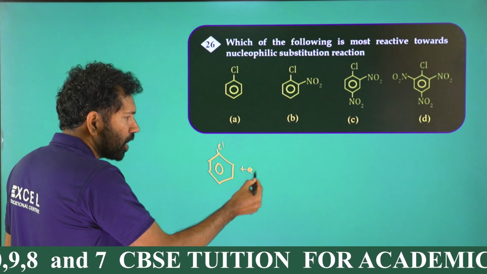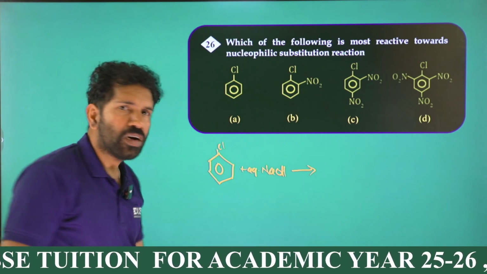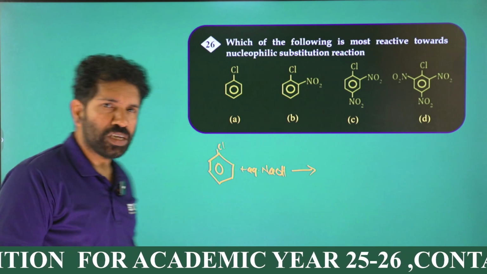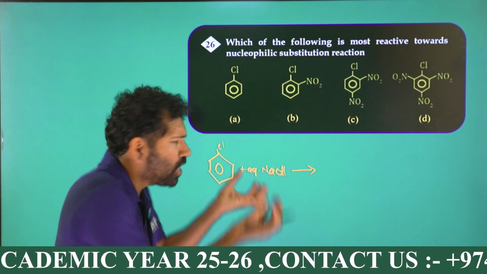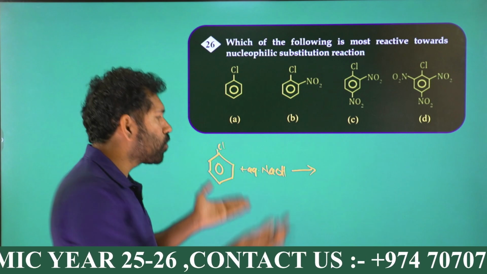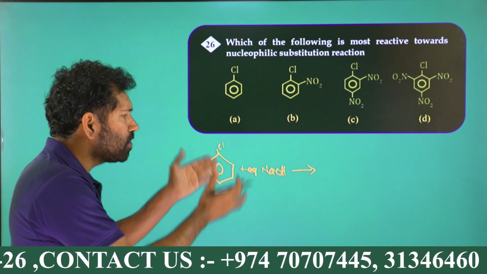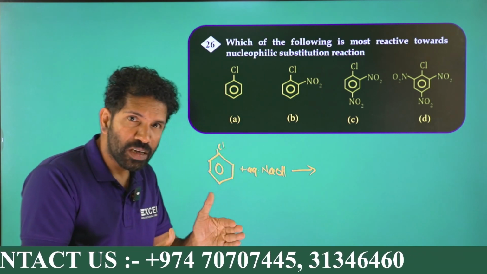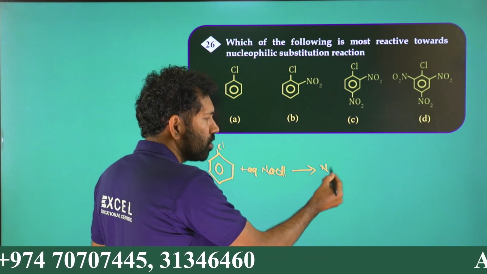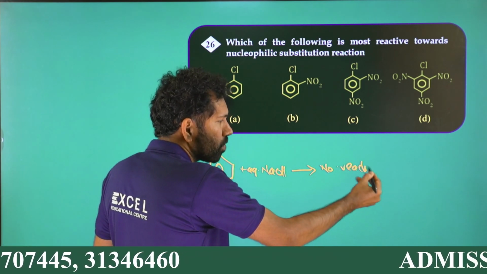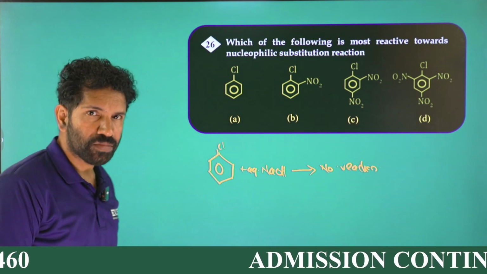If I'm treating it with aqueous NaOH, under normal conditions, they will not react. They will look at each other and laugh at each other. Nothing will happen. So no reaction will occur if you are treating chlorobenzene with aqueous NaOH. Aqueous NaOH will provide OH minus, but chlorobenzene is so less reactive. We already learned there are so many reasons. No reaction. So chlorobenzene with aqueous NaOH, no reaction.